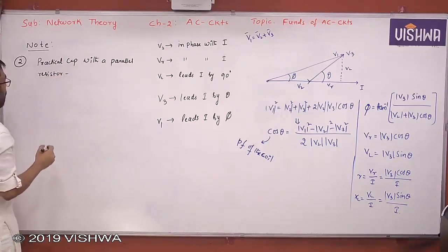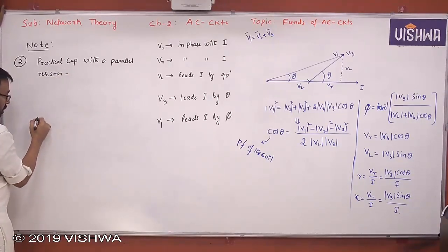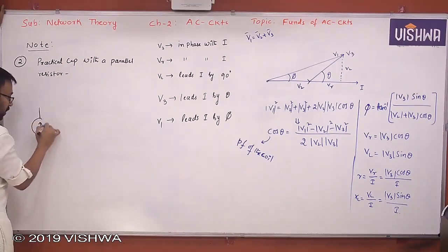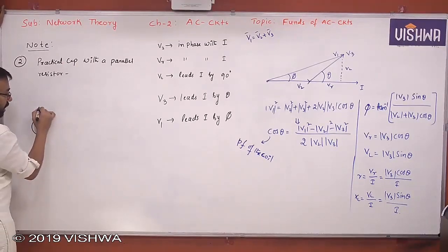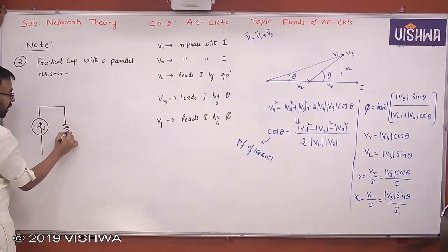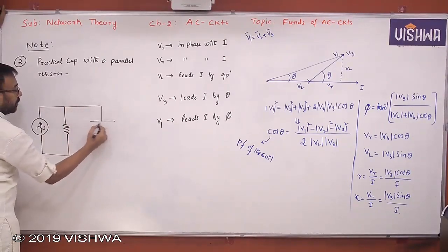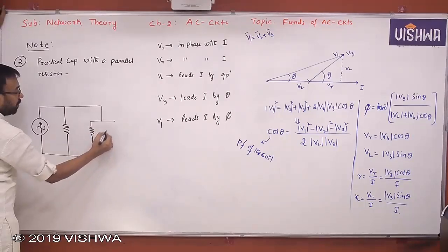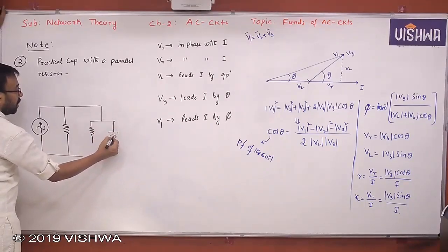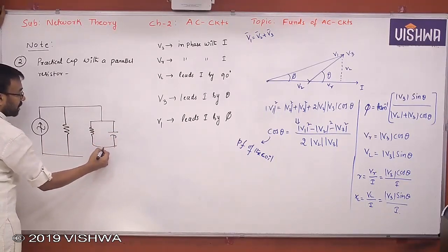Okay, how does it look? Yes, now I am taking a current source for my convenience, because for a parallel circuit, if you take a current source, it will be more convenient to analyze. This is a practical capacitor. You know what a practical capacitor is? An ideal capacitor with a parallel resistor.